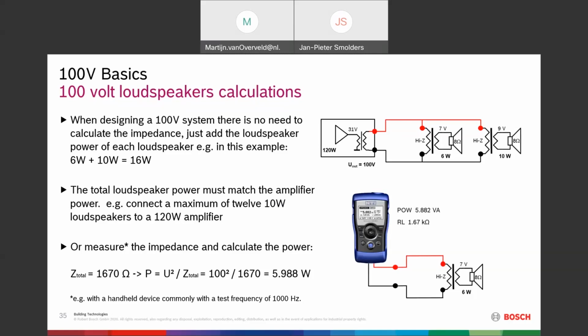Then the total power connected on that line will be 100 volt squared divided by this impedance, which means you have approximately 6 watt connected to this loudspeaker line. So it's very easy to calculate or measure, and you know instantly what the power is that is connected to these loudspeaker lines.